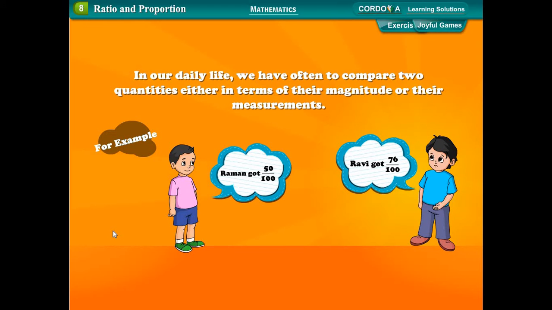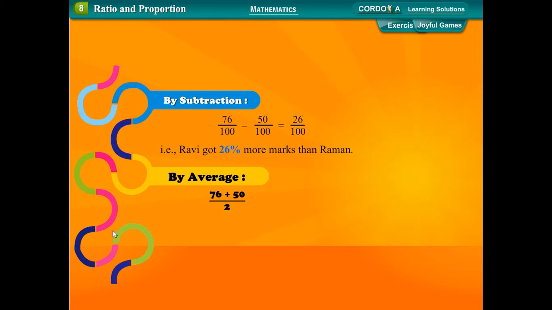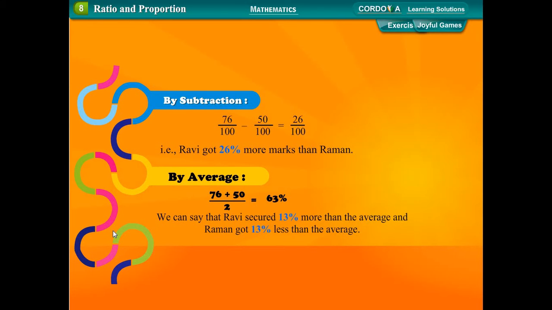Their performance can be compared as follows. By subtraction, 76 upon 100 minus 50 upon 100 is equal to 26 upon 100. That is, Ravi got 26% more marks than Raman. By average, (76 plus 50) upon 2 is equal to 63%. We can say that Ravi secured 13% more than the average and Raman got 13% less than the average.